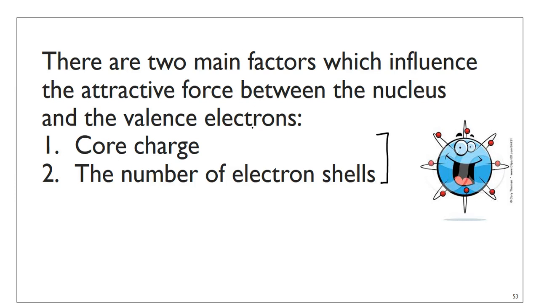Okay, so according to this model, the attraction or the attractive force between the nucleus and the valence electrons is influenced by two factors. We have core charge and the number of electron shells. So this is a model. I just want to point that out.